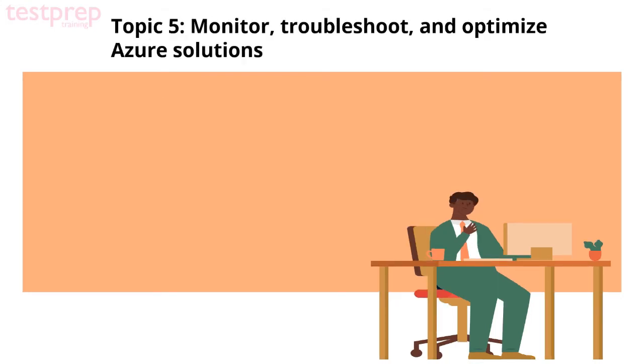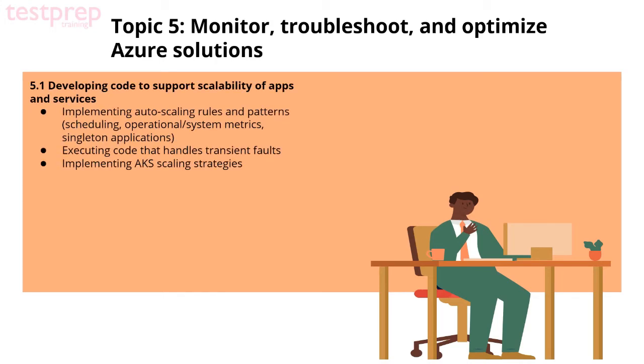Topic 5. Monitor, troubleshoot, and optimize Azure solutions. It can be explained in 3 parts. First, developing code to support scalability of apps and services. It is divided into 3 parts. Implementing auto-scaling rules and patterns such as scheduling, operational or system metrics, singleton applications. Executing code that handles transient faults.